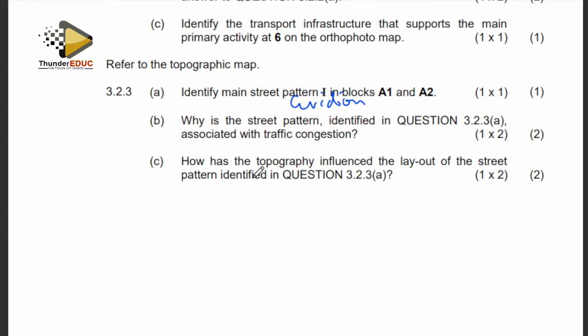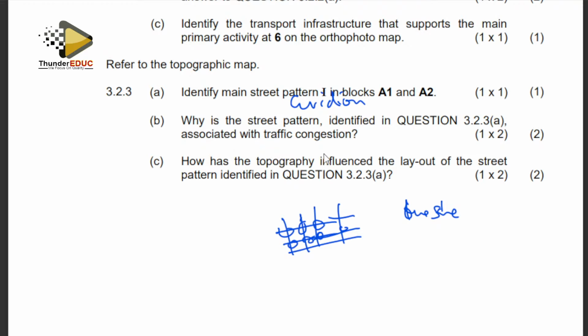The next question says, why is the street pattern identified in question 3.A associated with traffic congestion? Remember, grid looks like this. It has got a lot of intersections. Intersection here, intersection, intersection, like that. These are all intersections. And normally, it is one-way streets. For example, when you go to Johannesburg, the streets are one way. When you go to cities, mainly in cities, it is one-way street patterns. So it takes that shape.